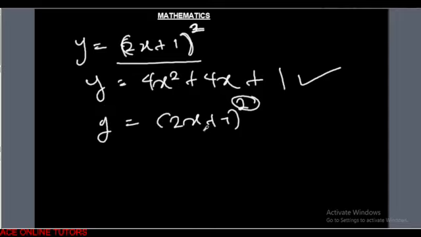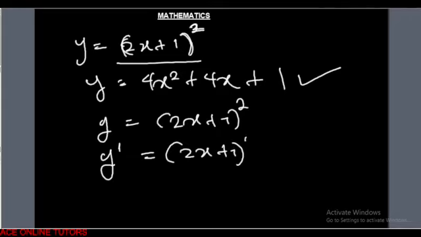Now, how are you going to take the power to the other side? What we have here is y raised power 1 equals 2x plus 1 raised power 2. Since you are trying to remove this power, how can we remove the 2 from here? You are going to divide it by 2. So automatically, you come here and also divide the power by 2.